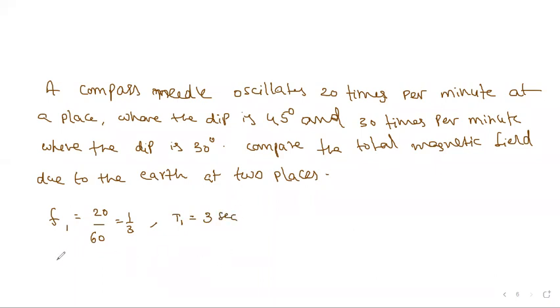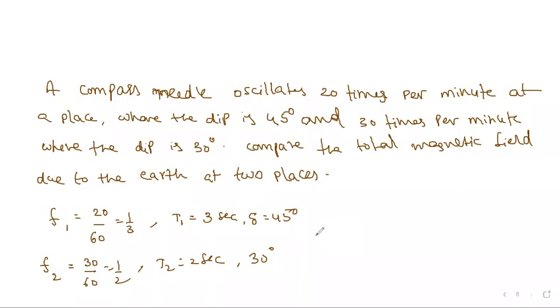Okay. Now, what about the second part? In the second case, 30 times per minute was given. That is 1/2 Hz only. Then time period will be 2 seconds. So time period values were given. And also in the first case, the dip value was given. In the first case, dip is 45 degrees. In the second case, it is 30 degrees.